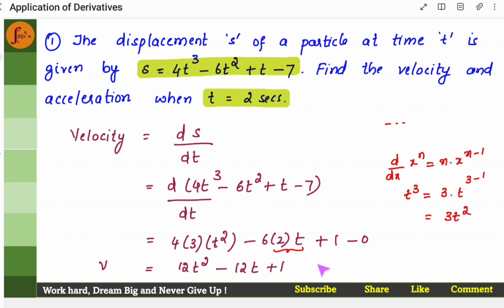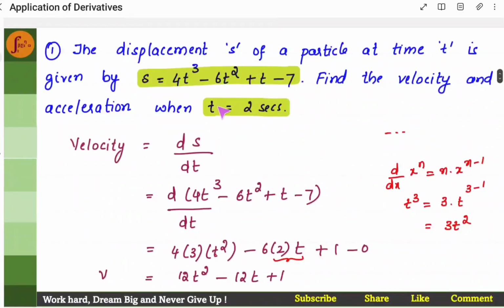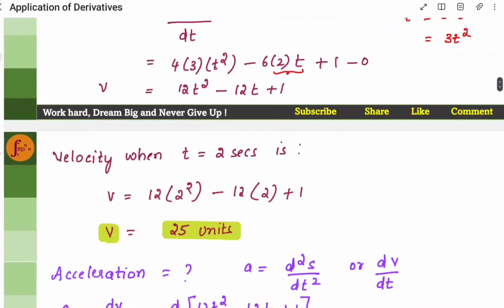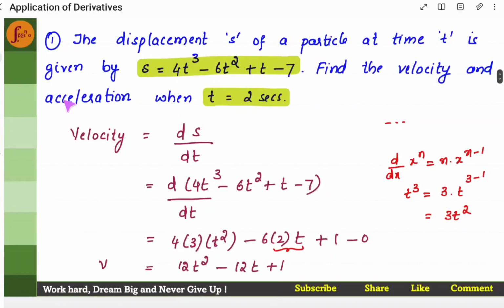So we get this derivative. This is the velocity with respect to time. Now we'll have to figure out the velocity when t is equal to 2 seconds. So instead of t, we put 2 seconds, and when you calculate, you'll get 25 units. Now next we'll have to find the acceleration.